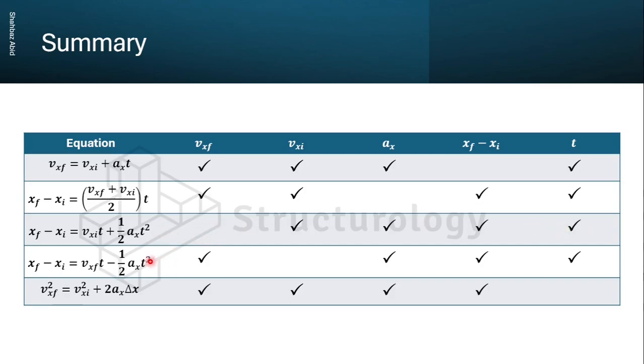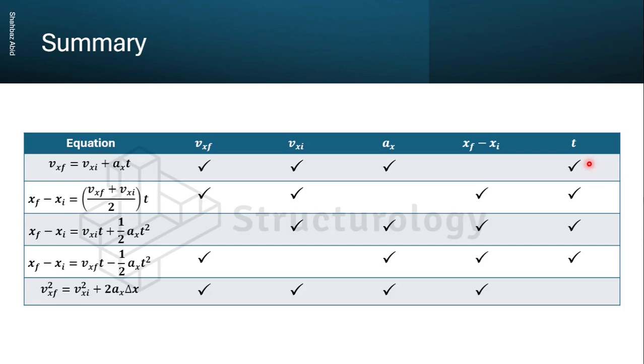The fourth equation has again displacement as a variable, final velocity as a variable, time as a variable, and acceleration as a variable, and it does not depend on the initial velocity. So again, if I know any three of these variables, I can get the fourth variable from this equation.